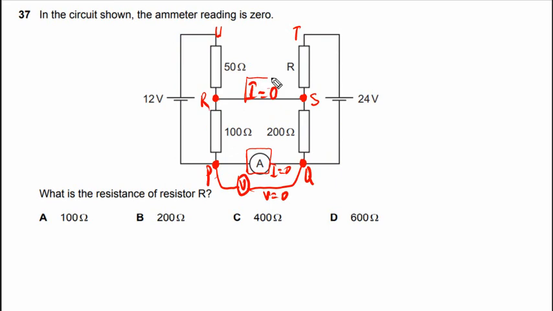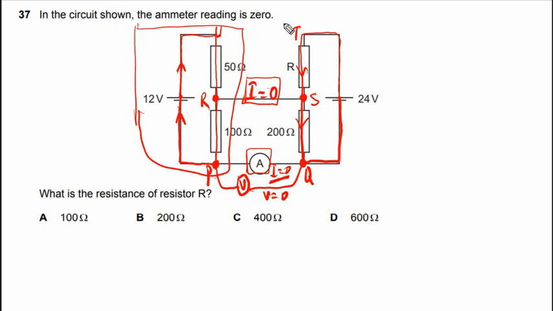As there is no current passing through this wire and also no current passing through this ammeter, it simply means that these are two different circuits. In this circuit, current will flow like this. Current will flow like this, as you can see. So this is one circuit. We can treat this one as one separate circuit, and in this circuit current will flow like this. So this is another circuit. So we have two different circuits now. So here is one circuit and here is another circuit.